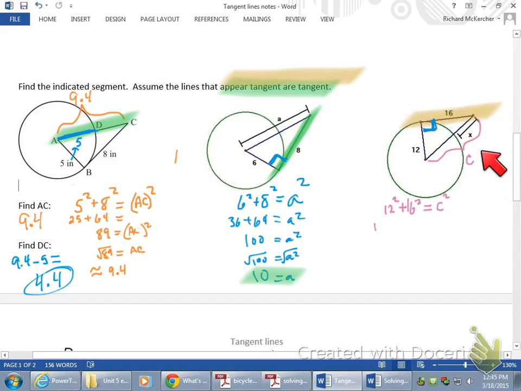And notice that I could not say it was x squared. X is only this tiny little piece on the outside. C is actually the whole hypotenuse of this triangle, so I had to create a new variable here. We're going to solve that for C first.